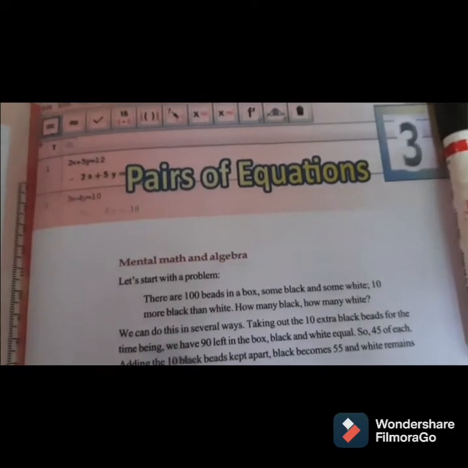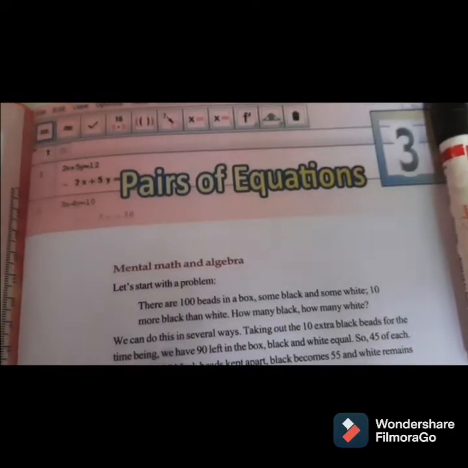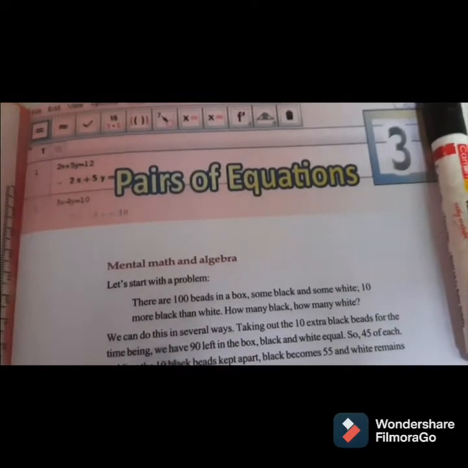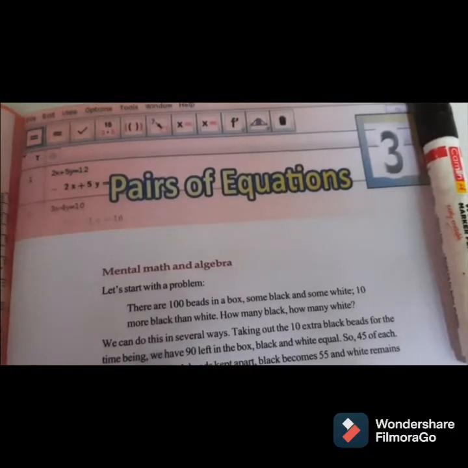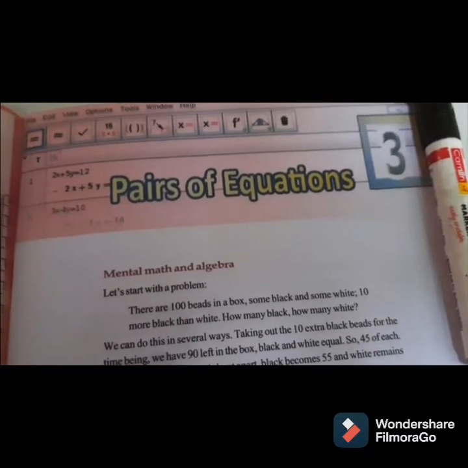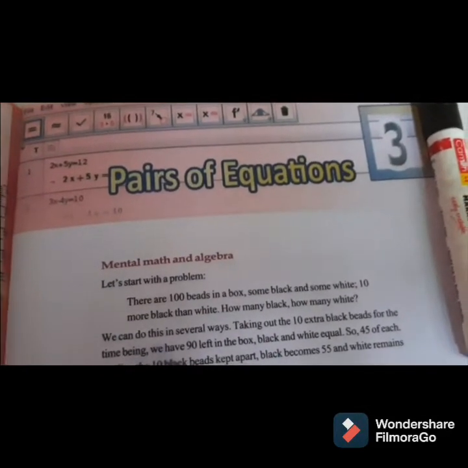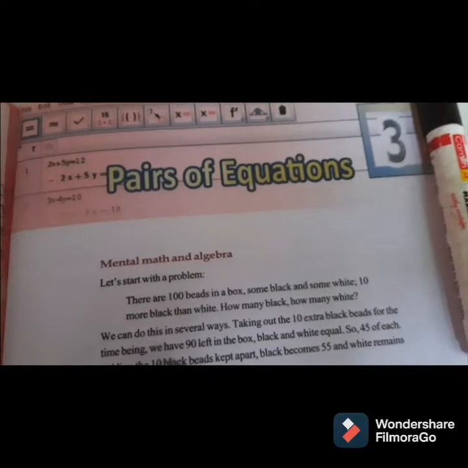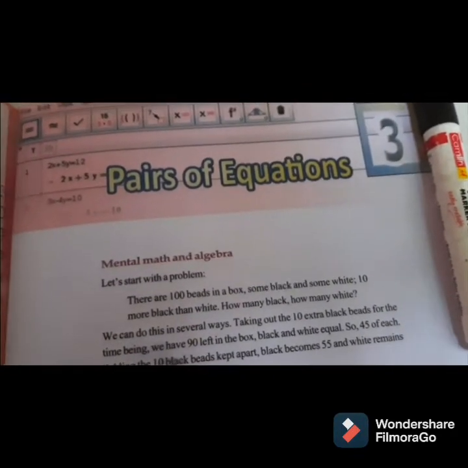Here it is pairs of equations. There you use only a single equation. Here, pairs. Pairs means not one, more than one. It is two equations. We are solving two equations. Then we will get the values. That's all. This is very important.